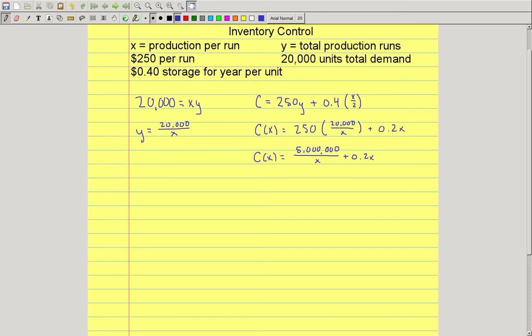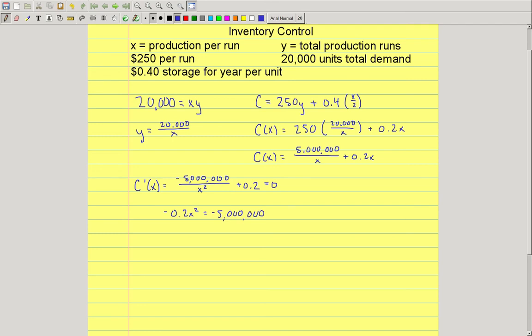Now we're ready to take some derivatives. Sliding over here to the right, we're going to look at c prime of x, and it's just a couple of power rules, so it's pretty easy to evaluate these derivatives. So it's going to be negative 5 million divided by x squared plus 0.2. And we're interested where this equals 0. We can subtract 0.2 from both sides and multiply by x squared to get negative 0.2x squared equals negative 5 million.